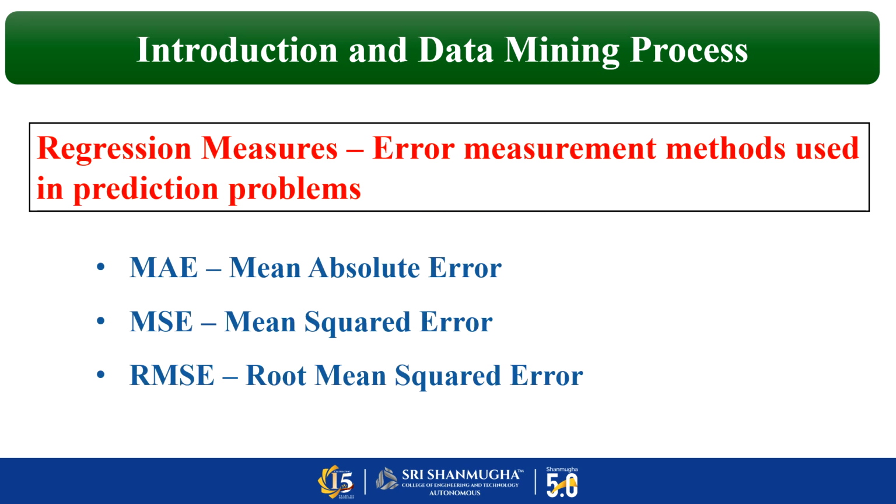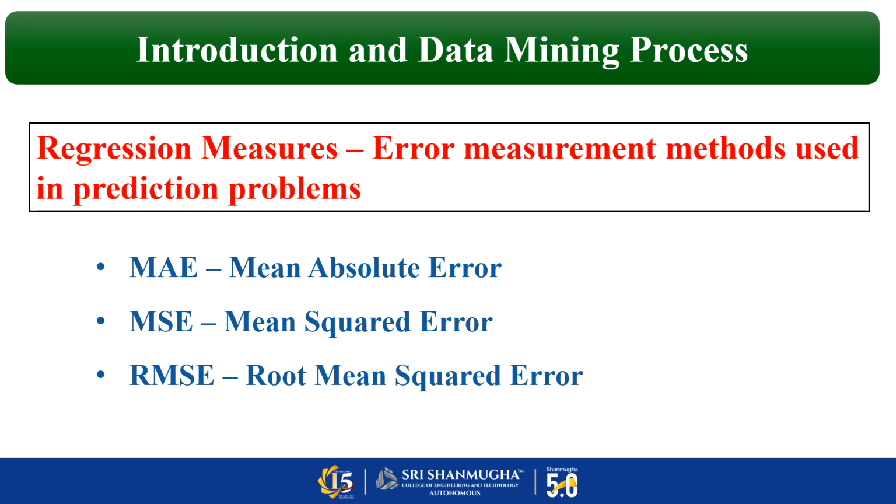Regression measures calculate prediction error. They tell how far predicted values are from actual values. So they are used when the output is numeric, like marks, salary, temperature. So here we have three. One is mean absolute error, MAE. Another one is MSE, mean squared error. And the last one is root mean squared error, that is RMSE.